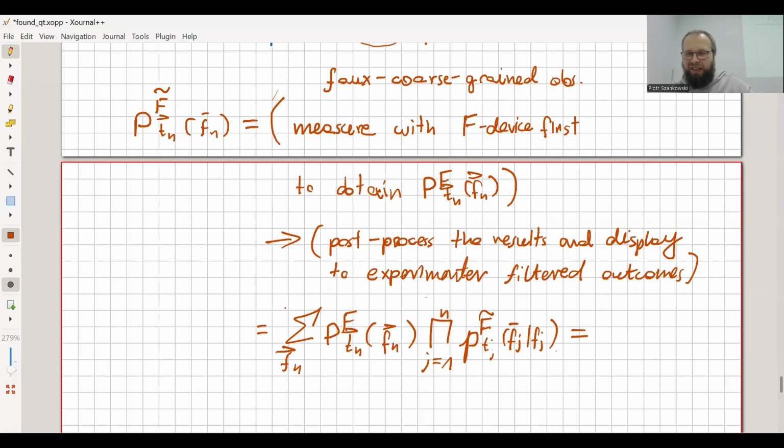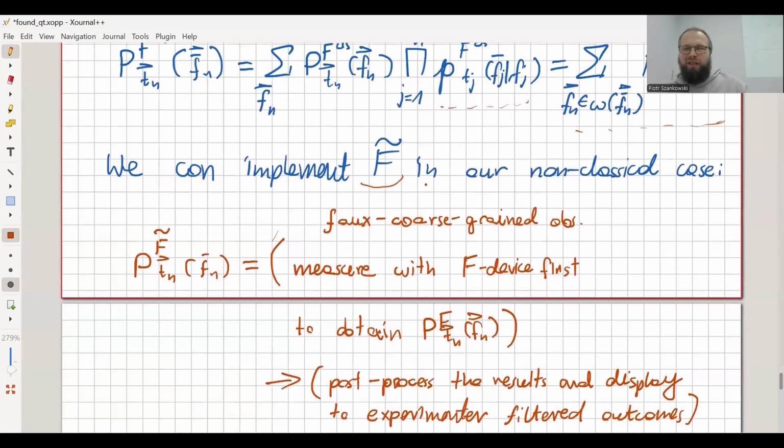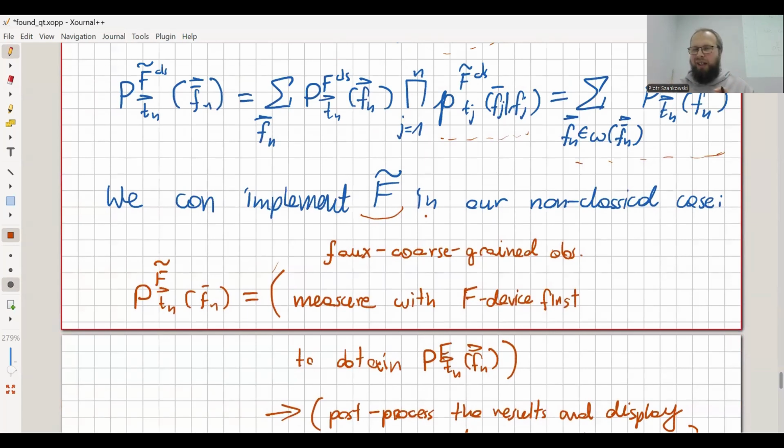And if you set it as deltas, so you set it as omega f_j bar delta prime of j, right? You will get f_n belonging to this PF. So it's easy to implement this kind of classical coarse graining in our non-classical theory. Fundamentally, you measure the fine grain and then you just cheat on the display of the device. That's easy to implement.